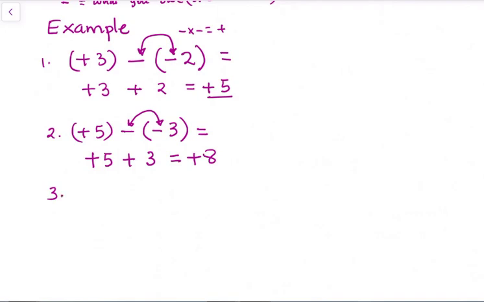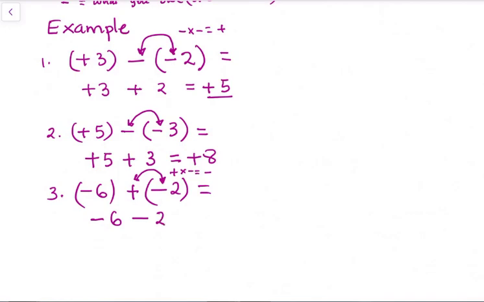Minus 6 plus minus 2. What would that give us? Take a look at these two signs again. This will become plus times minus, and that gives us minus. And this way we'll be able to recall the principle more often. So we have minus 6 minus 2.